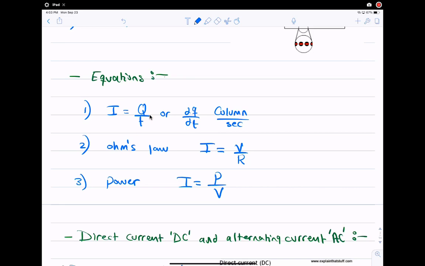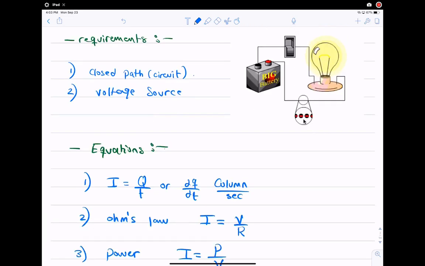Okay, for the current, what equations is it involved in? First, since it has something to do with electrons, the number of electrons that pass in a unit of time gives you the current, which is Q over T. Q is the charge and T is the time. So Q over T is the current, which is the rate of electrons moving in a unit of time. The unit would be coulomb per second.